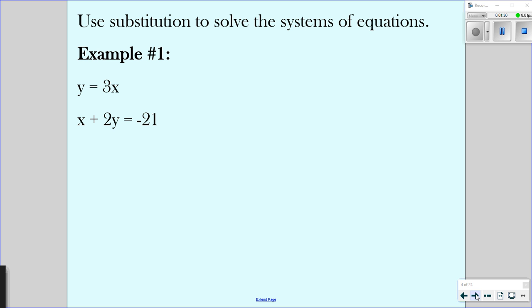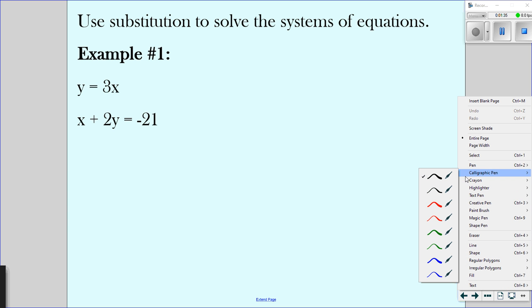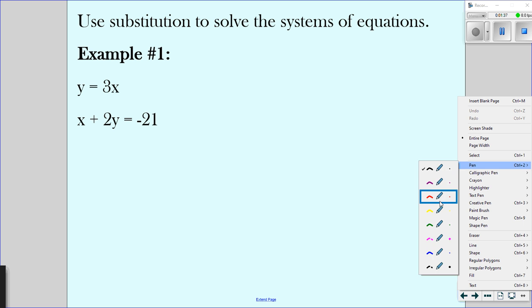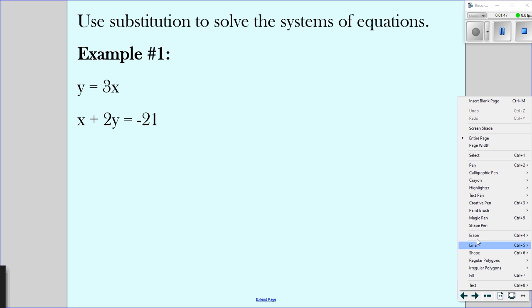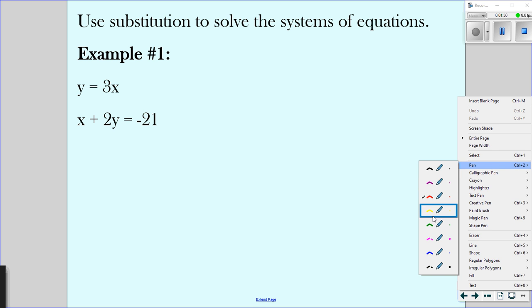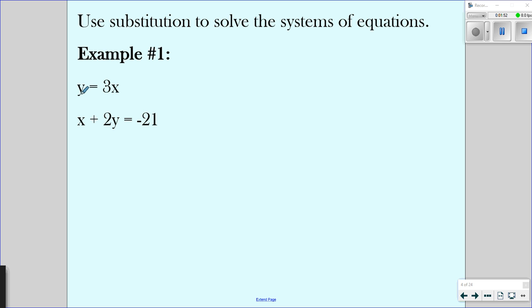So for the first one, we have two equations. So imagine if these two equations were on a graph, and where they meet is the point of intersection, and that's the solution for both of these equations. But we don't have a graph, so now we have to do it algebraically. All right, so for this one, the first one says y equals 3x. The other one says x plus 2y equals negative 21. In order to solve this, we're going to do it by substitution.